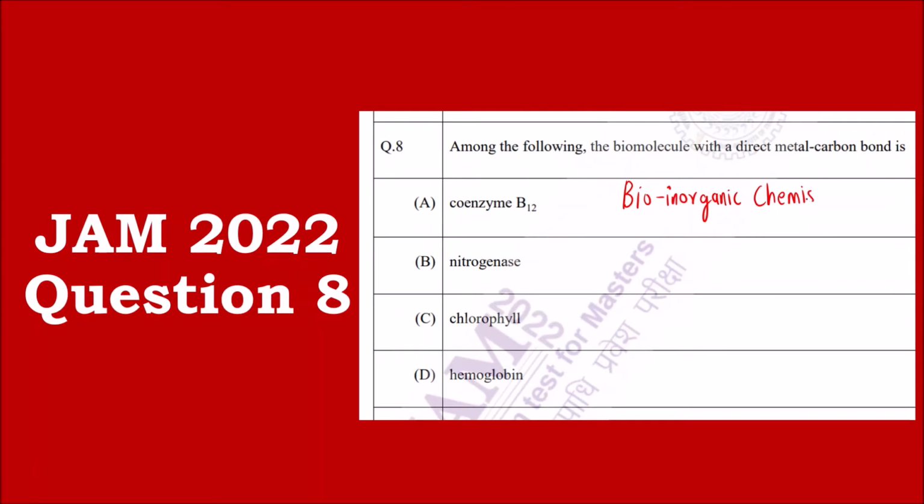Now 4 different structures are asked. You can solve this question only if you know the structure of all these 4 compounds, whether they have a direct metal carbon bond or not. So if you know the structure, you answer this question, or else you can leave this question. That would be better. Otherwise you will get a negative marking of 0.33. It is a 1 mark question. So let us see one by one the structures of all the compounds.